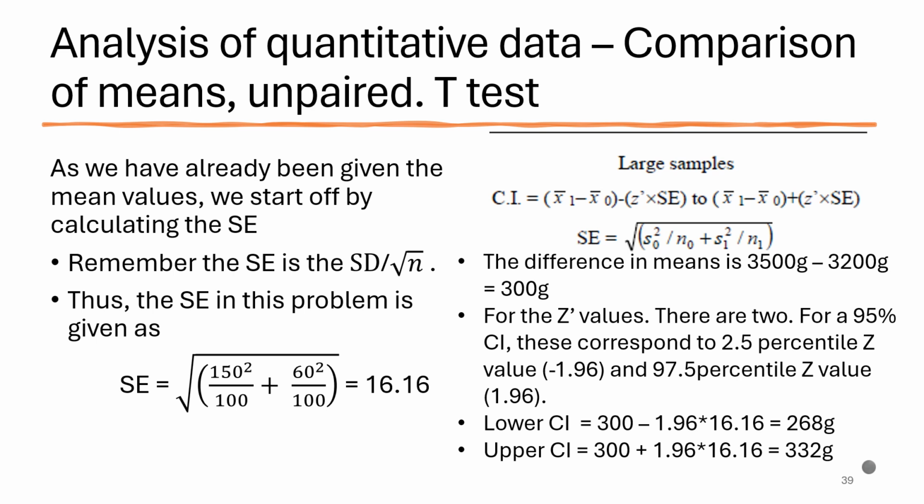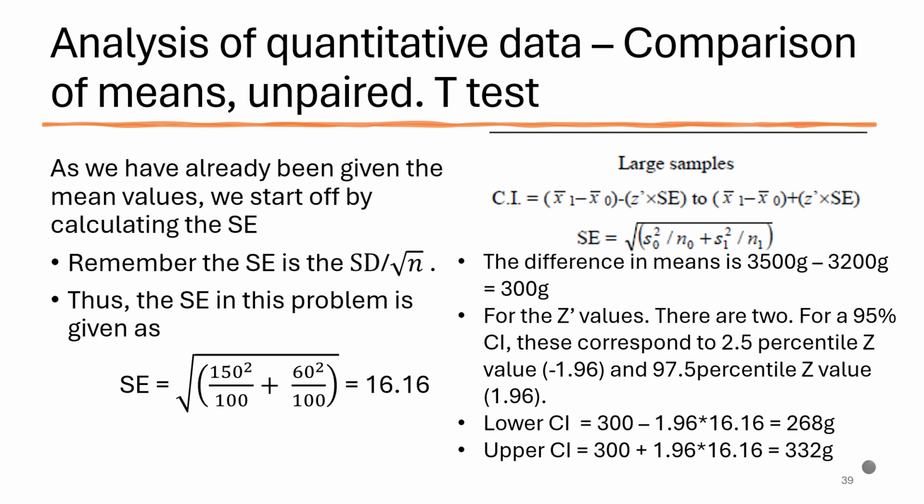So to do a t-test, we employ a similar procedure to when we were discussing hypothesis testing earlier. Since we've already been given the means, we start off by calculating the standard errors. Remember, the standard error is the standard deviation divided by the root of the number of observations, or you could just say it's the square root of the variance divided by the number of observations.